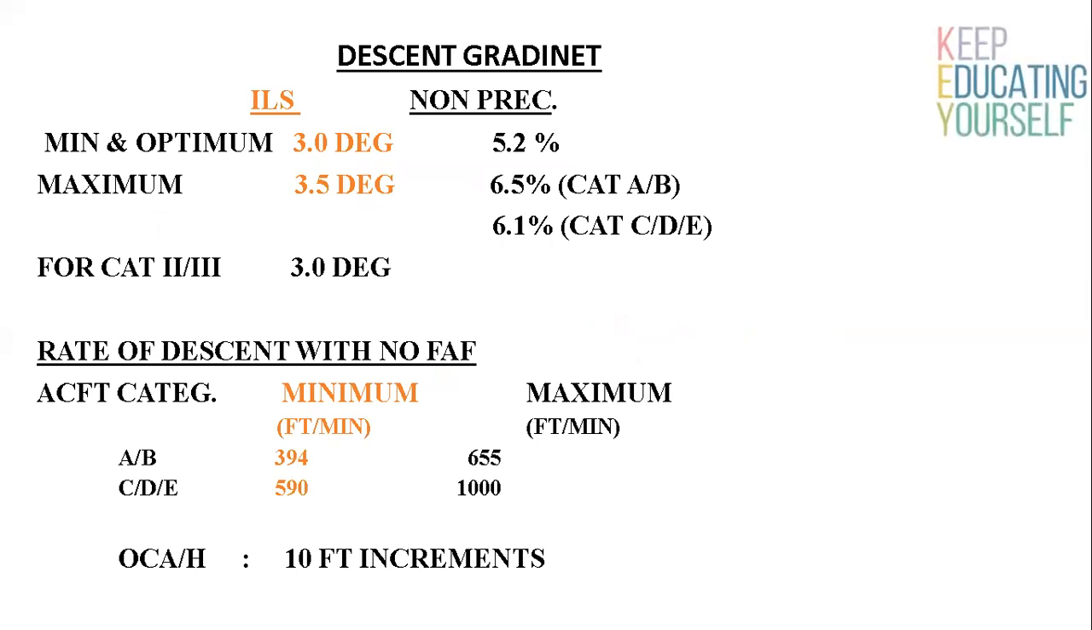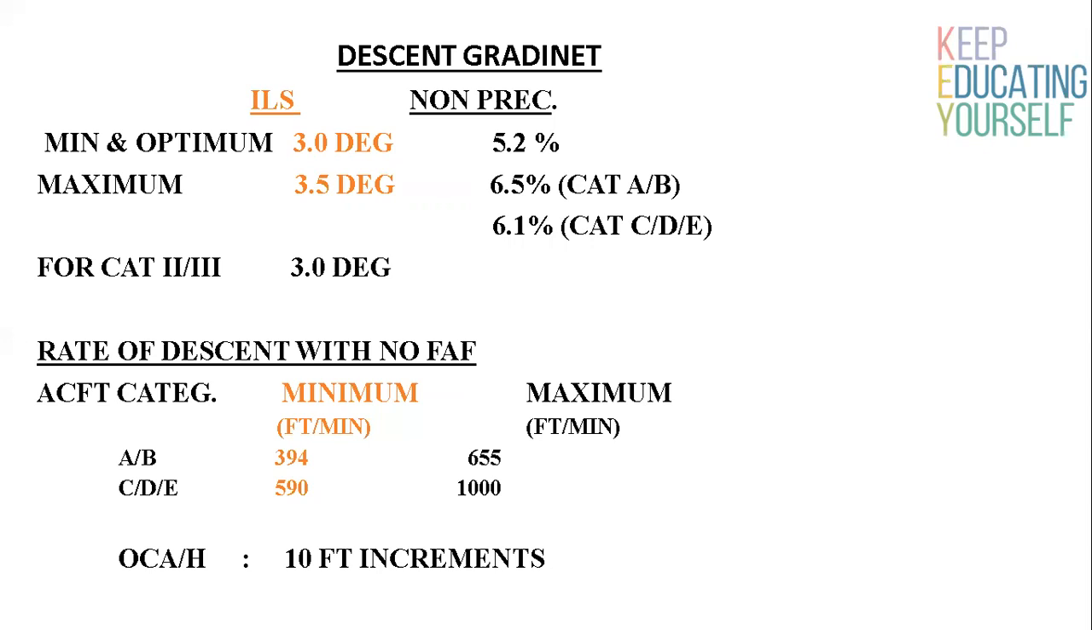Now for ILS, minimum and optimum is 3 and maximum is 3.5 degrees. For non-precision, minimum and optimum descent gradient is 5.2%. Maximum for category A and B is 6.5%. For others, it's 6.1%. For category 2 and 3 ILS, it is 3 degrees.